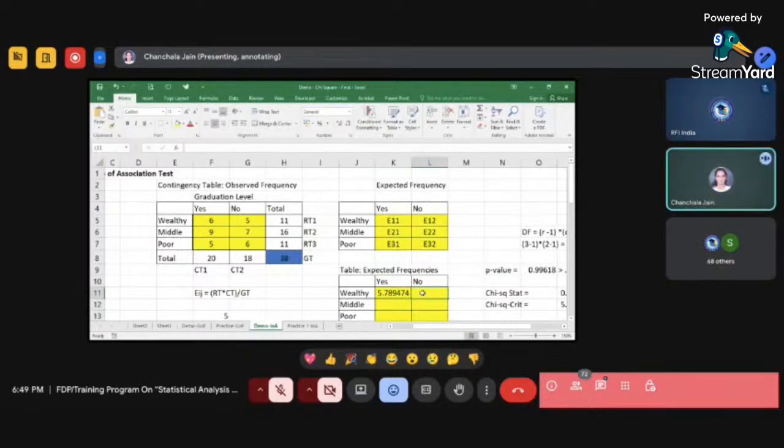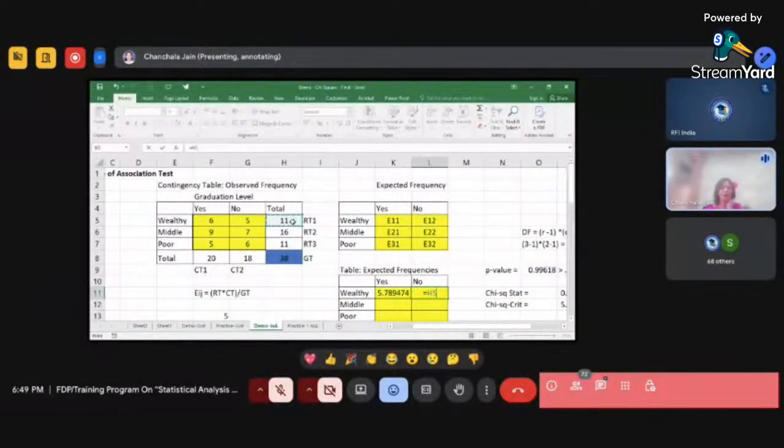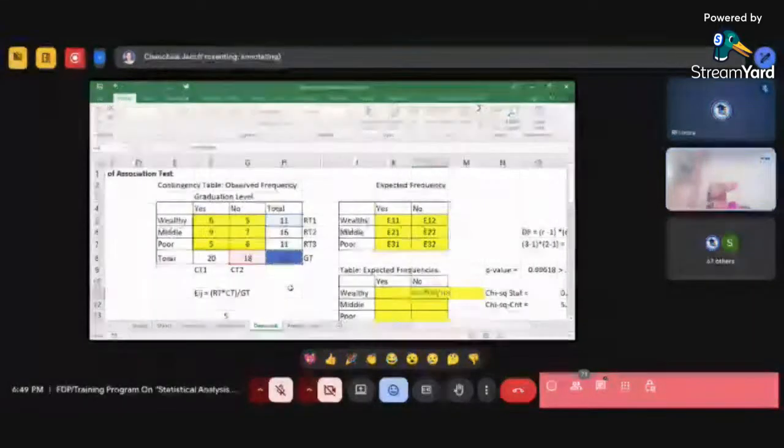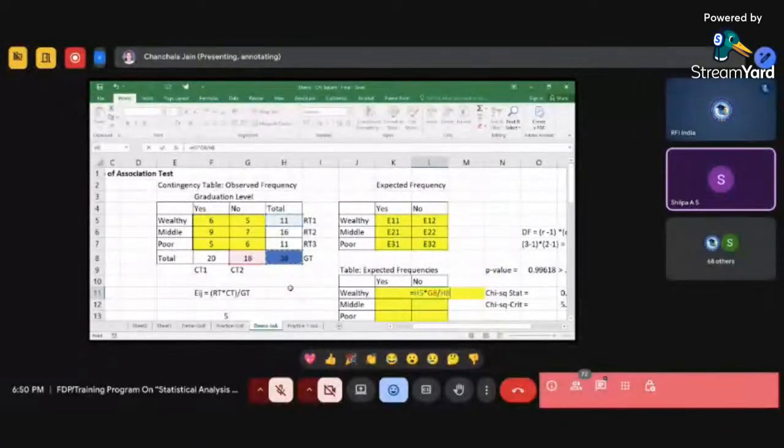Coming to the next, putting equal here. Now, wealthy and no. Wealthy is first row. I selected first row total multiplied by no is in the second column. I selected the second column total divided by grand total. Done? Yes, 5.21. Is it fine? Answer is 5.21.